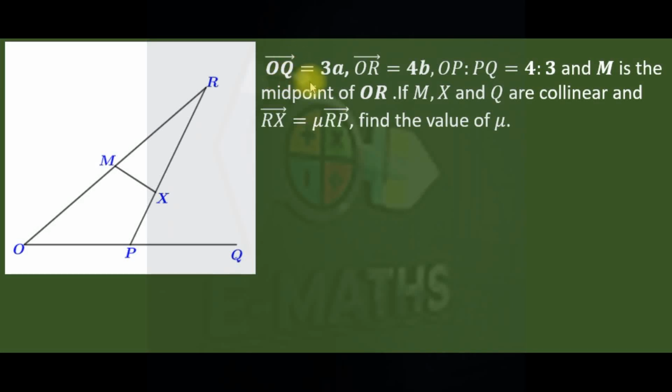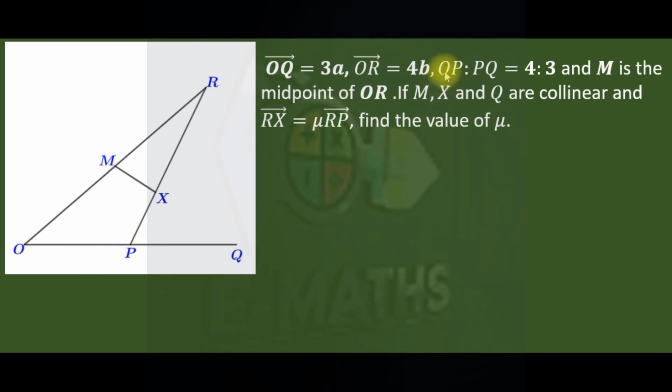Vector OQ is equal to 3a and vector OR is 4b. If the ratio of OP to PQ is 4:3 and M is the midpoint of OR, and if M, X and Q are collinear and vector RX is equal to mu RP, we are asked to find the value of mu.